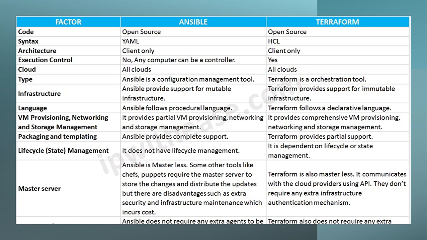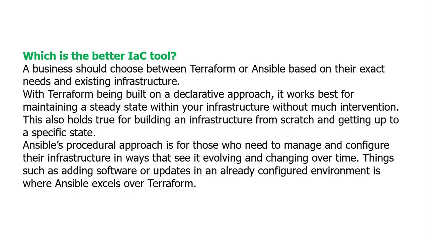For the master-slave concept, Ansible is masterless. Some other tools like Chef and Puppet require the master to store the change and distribute the updates, but there is the disadvantage of extra security and infrastructure maintenance with incurred cost. Terraform is also masterless. It communicates with the cloud provider using API. They don't require any extra infrastructure authentication mechanism.